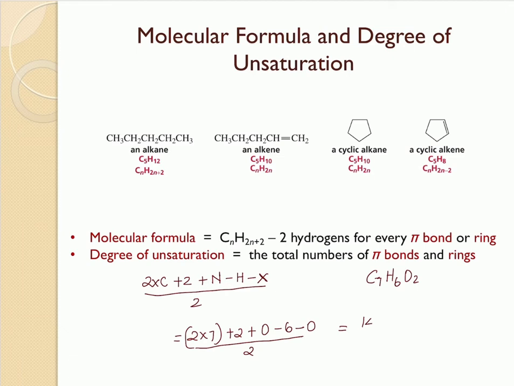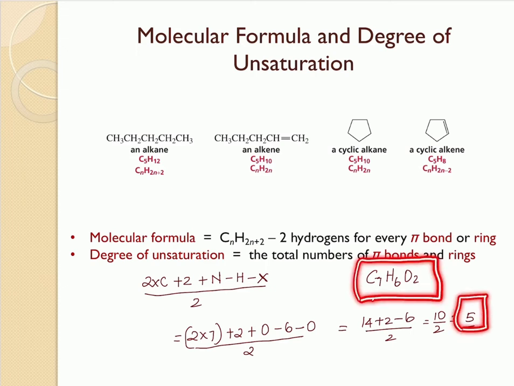So it is going to be 14 plus 2 minus 6, divided by 2, which is equivalent to 10 divided by 2, or 5. So for this molecular formula, the compound is going to have a total of 5 degrees of unsaturation. It could be a mixture of double bonds, triple bonds, or even rings.